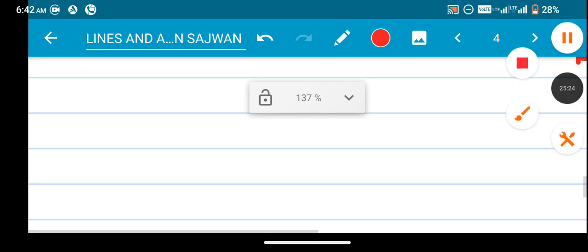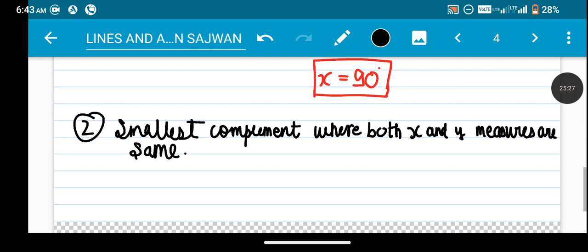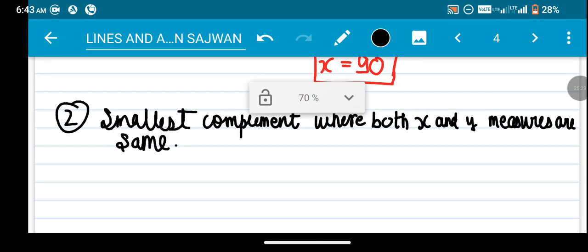Now complement. The second question is the smallest complement where both x and y measures are the same. Now you should be aware that complement means the sum is 90 degrees and supplement means the sum is 180 degrees. Now we'll go through the solution.